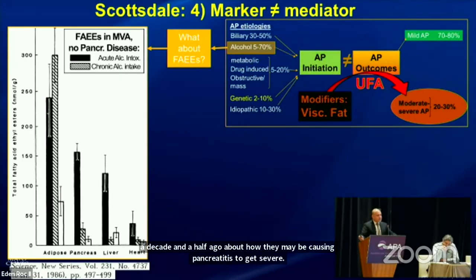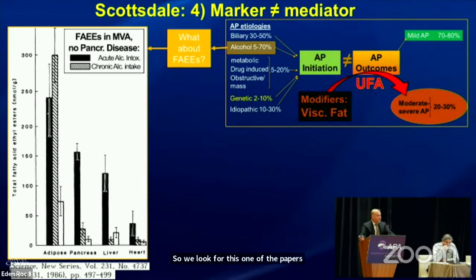So we looked for this. One of the papers that is similar to understand the role of fatty acid ethyl esters is the first paper that described them. It was published in Science in 1986. And what they had done in that paper was simply take tissues from these people who had died in motor vehicle accidents.